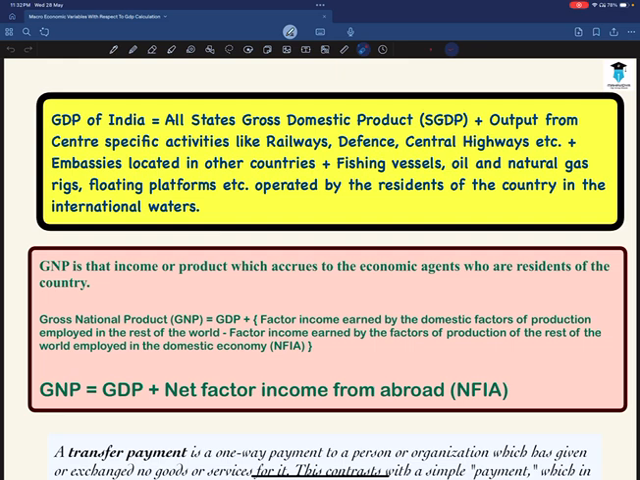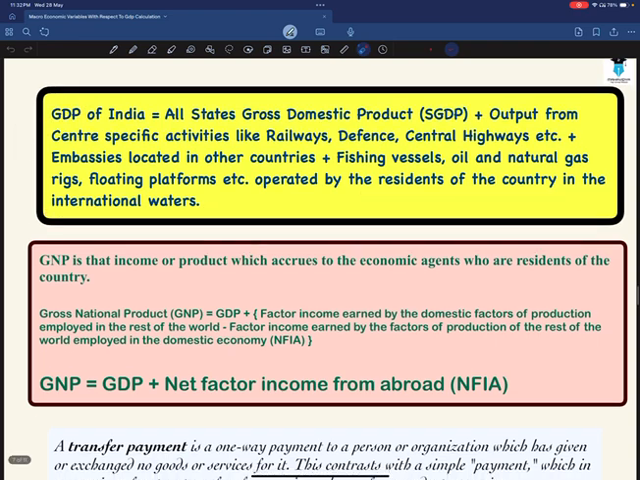GDP is the value of all states' gross domestic product (SGDP) and output value addition done by the center with respect to activities like railways, defense, highways, and embassies located in other countries, fishing vessels, oil rigs, natural gas rigs, floating platforms operated by residents of the country in international waters also. So this was the definition of GDP as we have learnt in the last class.